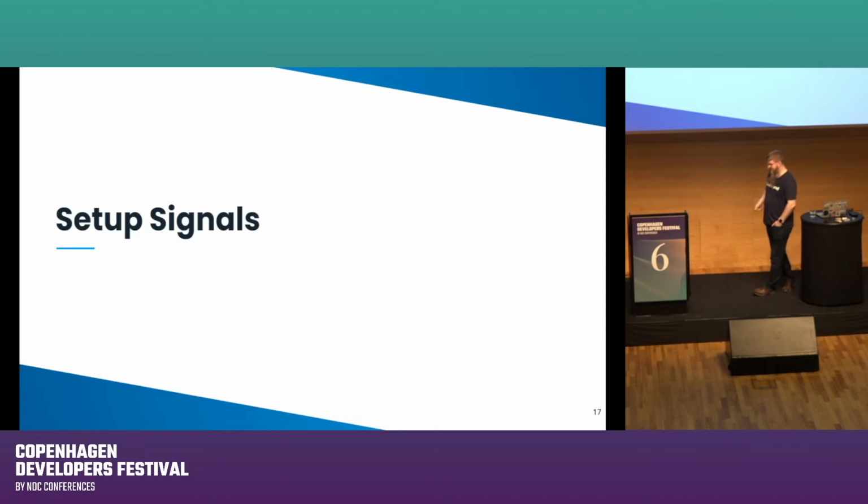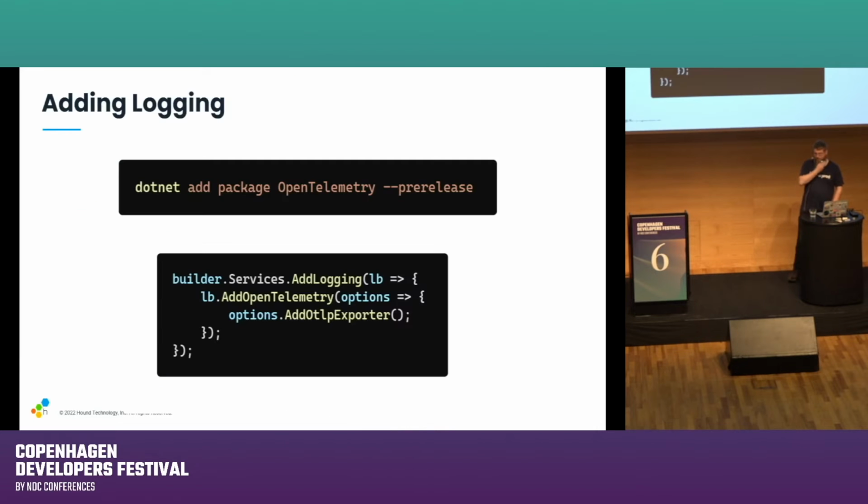So let's get into some code, because what we're talking about here is how to practically do things. What are the things you should be doing? So first one is logging. Now you notice here we've got the pre-release package. But it's as simple as adding OpenTelemetry to your logging builder. And then we tell it where to send that data.